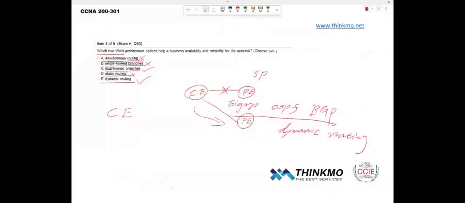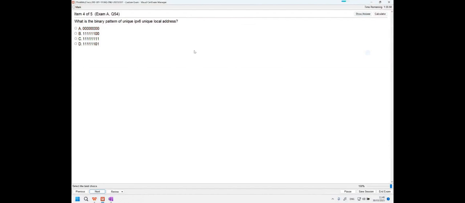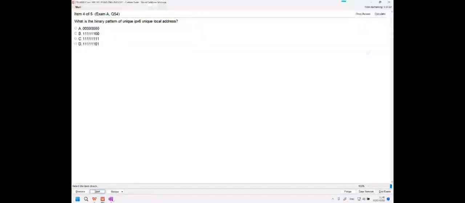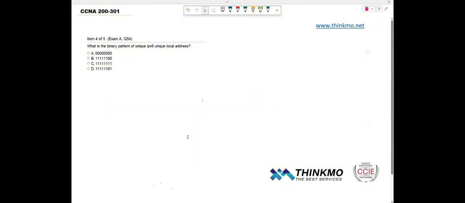Let's look at the correct answer. C and D. Okay, this question is about knowledge conversion. Question 4. This question is relatively simple. It asks us about the IPv6 unique local address. What is the binary writing format of the unique local address?